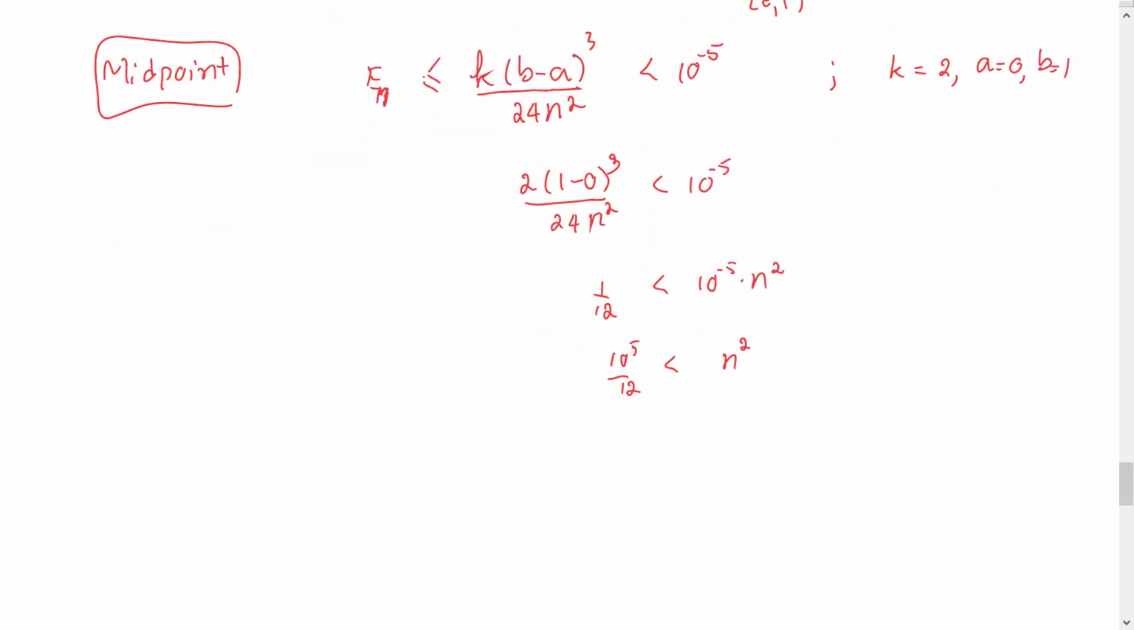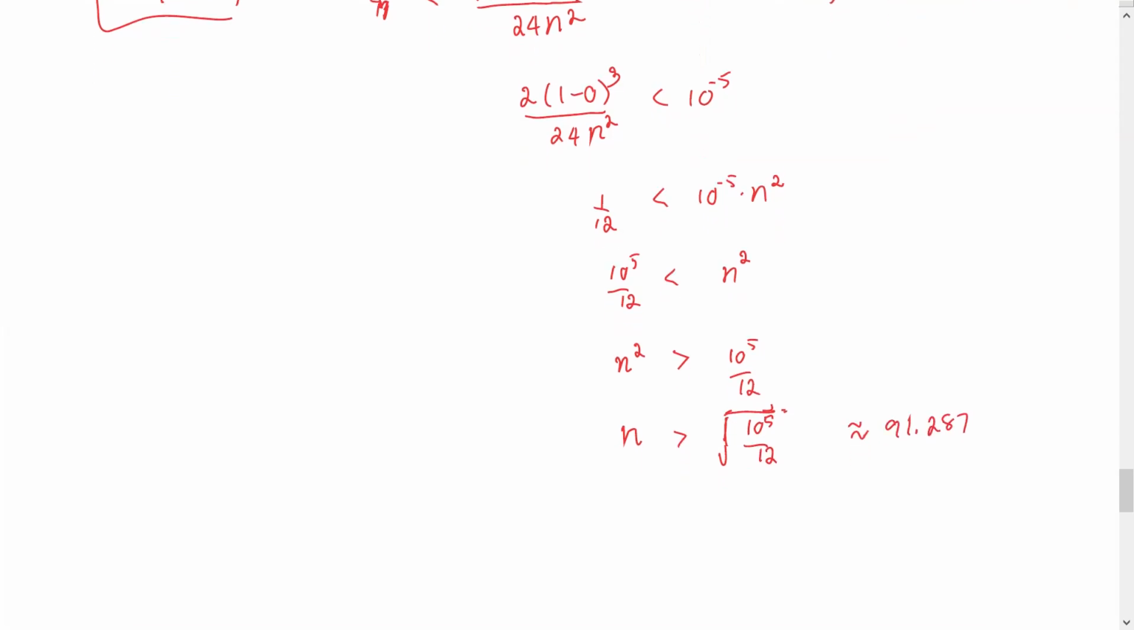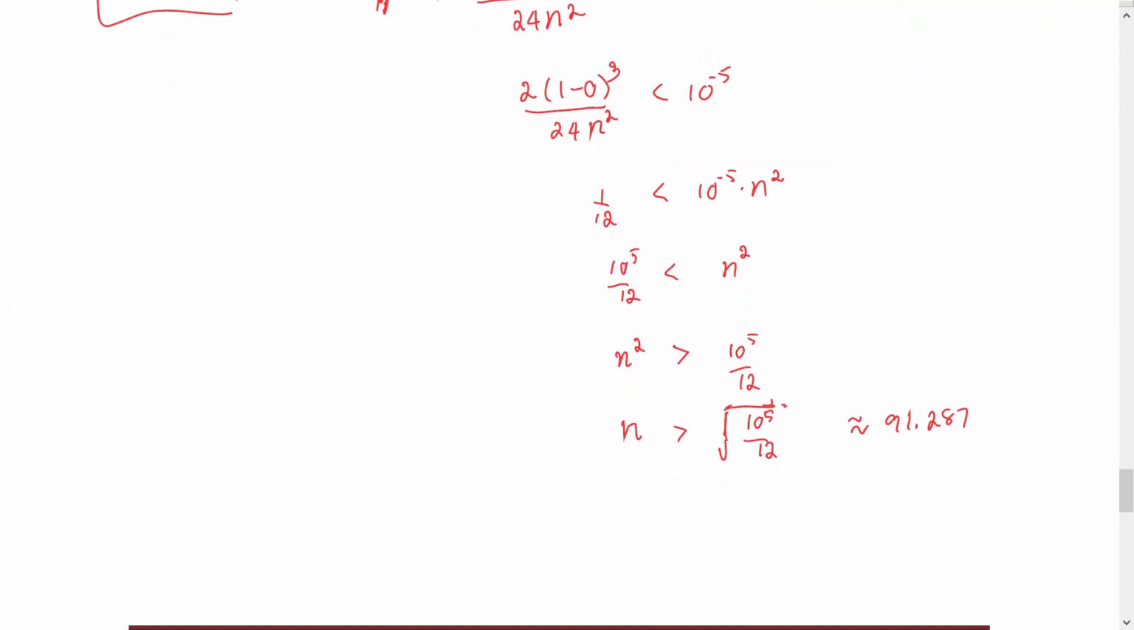Next, write it in the form that we are familiar with, which is n squared greater than 10 to the fifth over 12, to solve for n. So n is greater than the square root of 10 to the fifth over 12, and that comes out to be about 91.287. We are going to use the next whole number after 91, which is 92. Therefore, n minimum is 92.